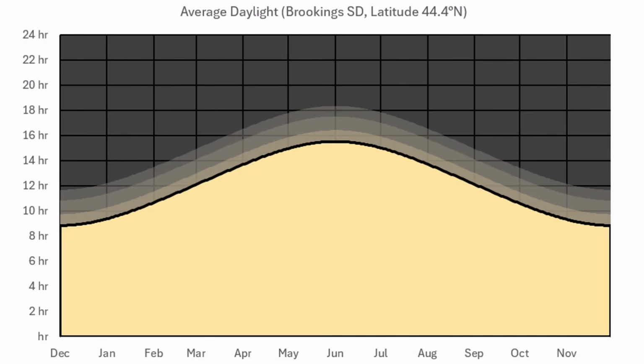For my region, in eastern South Dakota, in the United States, we hit a crop production limitation caused by too short of day length, or insufficient light.